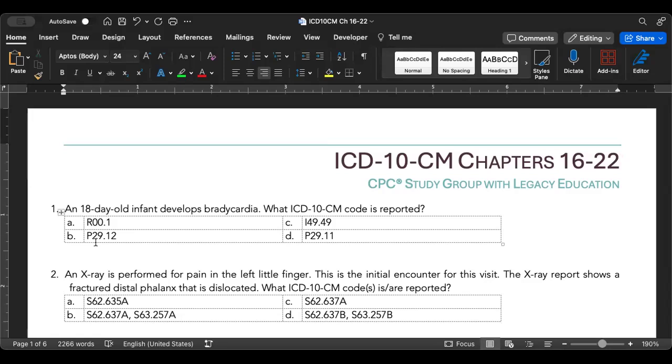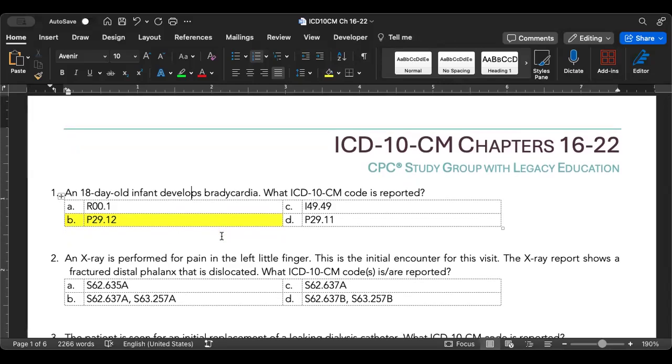Yep, P29.12. And then we'll go verify that in our tabular. I keep saying that backwards. I've been doing that all week. So P29.12 in the tabular, and that is just neonatal bradycardia. Okay, any questions on number one?